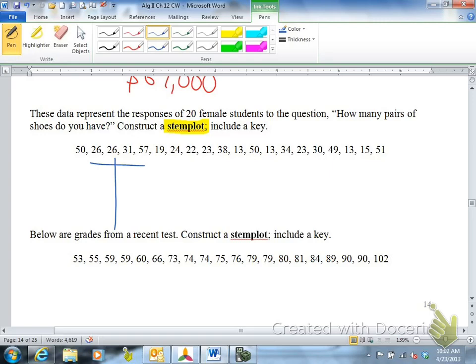So first we find our lowest number. It looks like our lowest number is 13. We have 2 of those. Find our highest number, which is 57. So our stem on the left is going to go from 1 up to 5. 1, 2, 3, 4, 5. Those represent the tens place. 10, 20, 30, 40, 50. And now we find all the ones with a 1, so we have a 13, another 13, another 13, we have a 19.